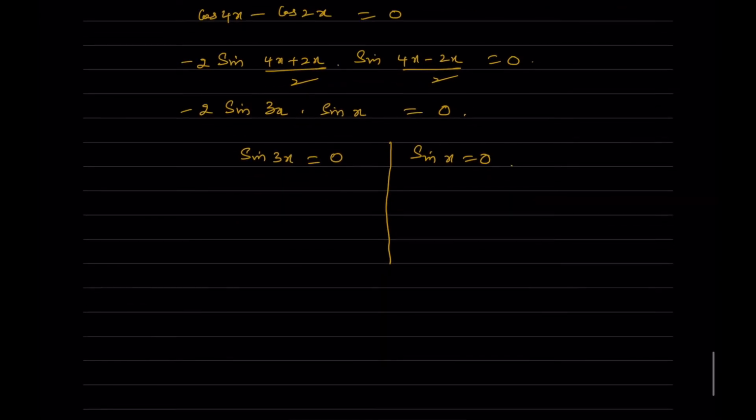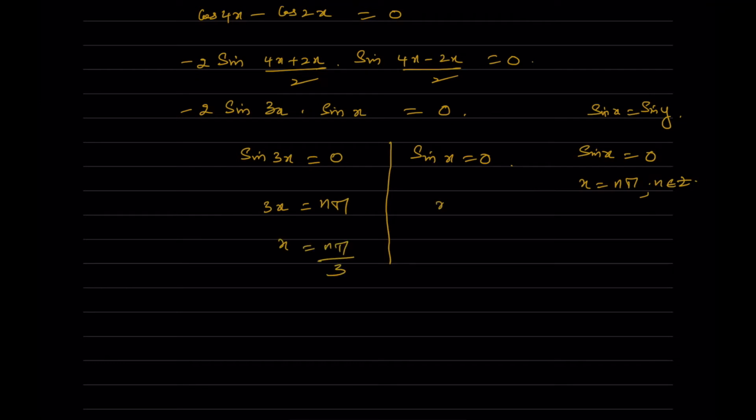So now the general solution, you know that when sine x is equal to sine y, you know what the general solution is. When sine x is equal to 0, the general solution is x is equal to n pi for n belongs to z. So here this is the general solution when sine x is equal to 0. When you are having sine 3x, here you are having 3x is equal to n pi. So you are getting x is equal to n pi by 3.